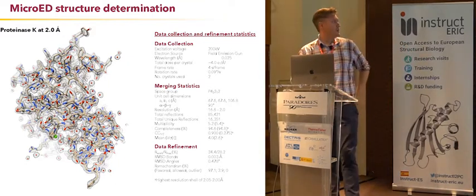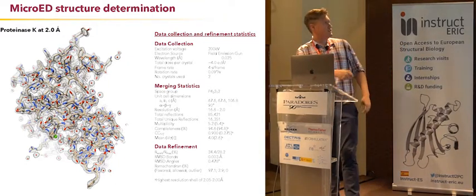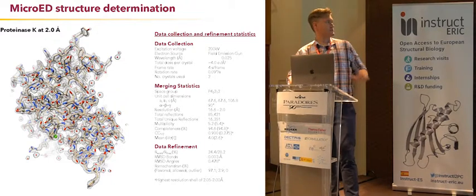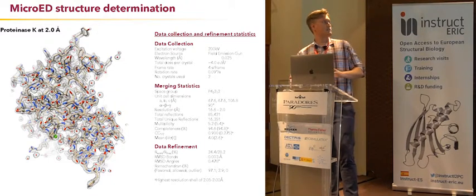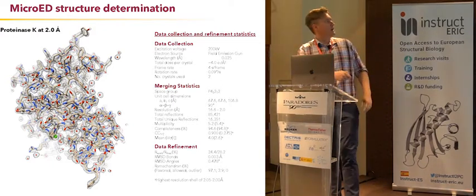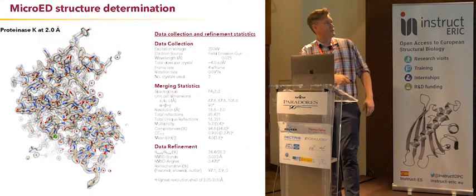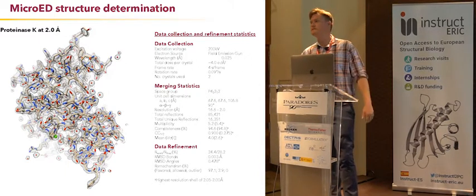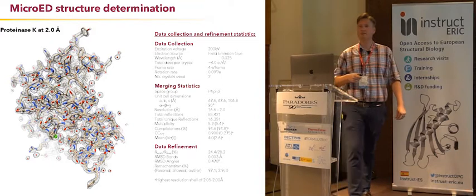This is for proteinase K. This is the density map right here. Just note it's not an electron density map, it's just the density map, because electrons are seeing different things. But it looks exactly like an electron density map, and if you're interested, you can look at these statistics. They're very similar to what you'd expect for an X-ray structure.